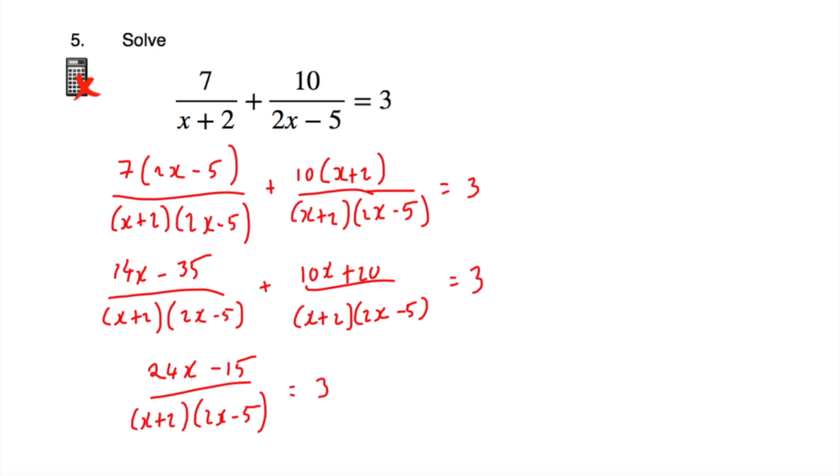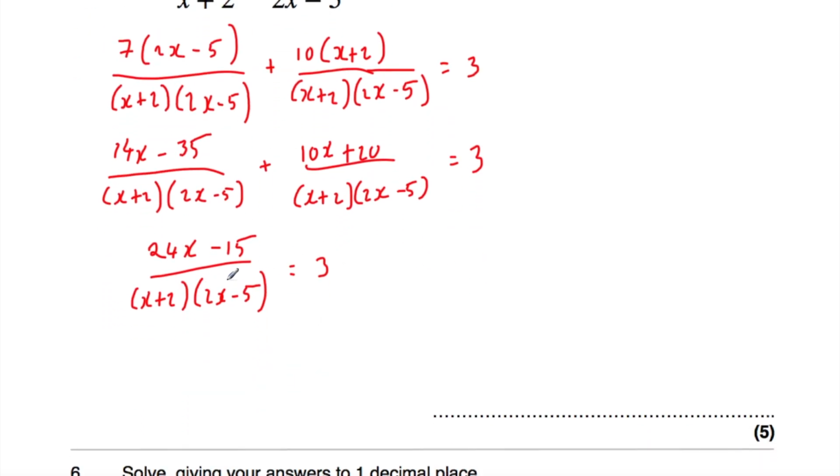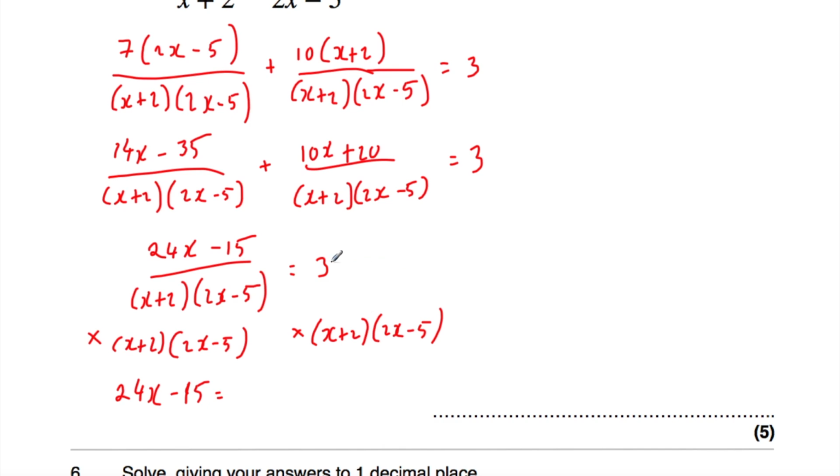Okay, so we've now got this fraction equals 3. Let's multiply both sides of the equation by the denominator. So let's multiply the left-hand side by x plus 2, 2x minus 5, and let's multiply the right-hand side of the equation by x plus 2, 2x minus 5. On the left-hand side, we're multiplying by the denominator to get rid of the denominator, so we're just going to be left with the numerator. That's going to be 24x minus 15. And that's going to be equal to 3, multiplied by these two brackets, so 3 and then the brackets, x plus 2, 2x minus 5.